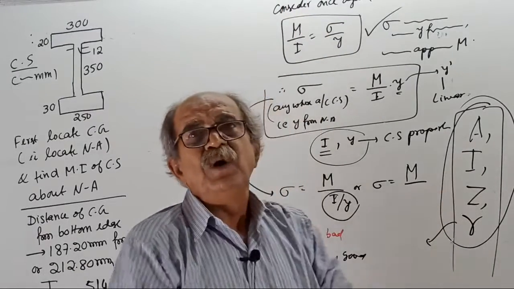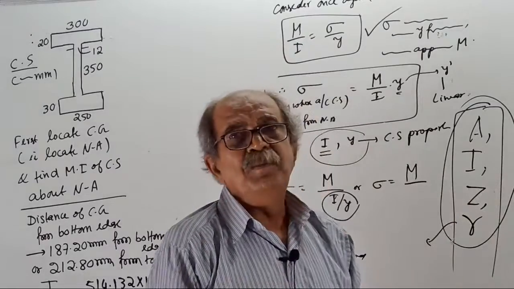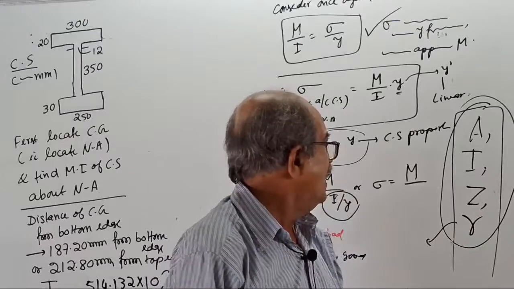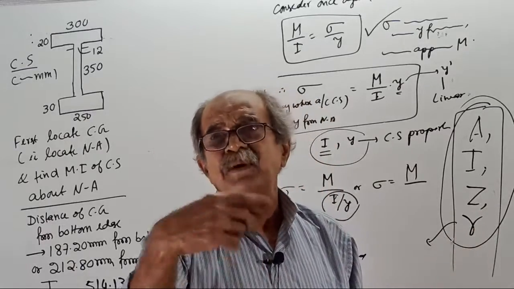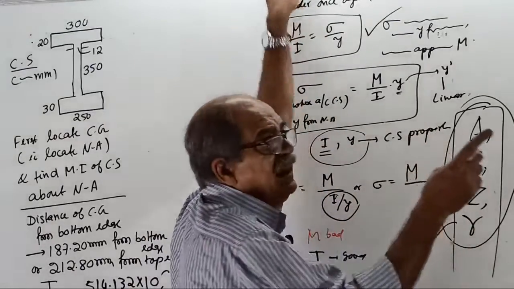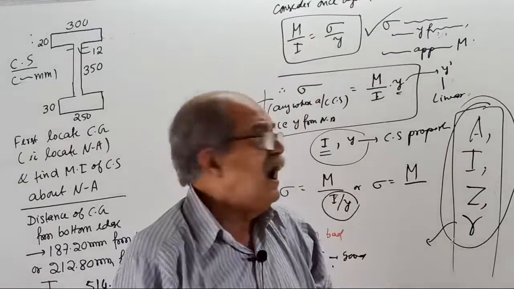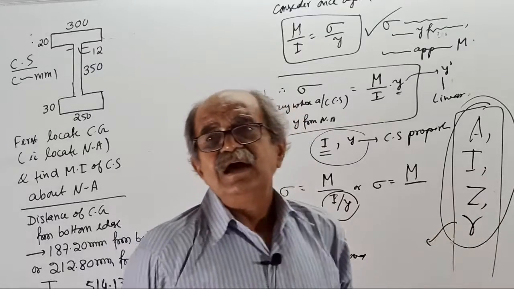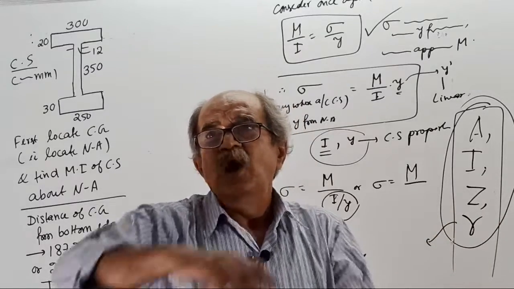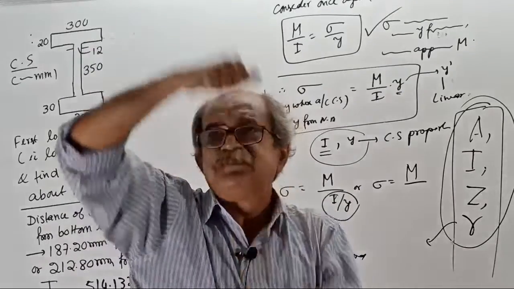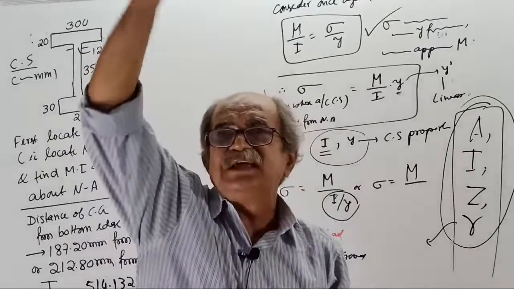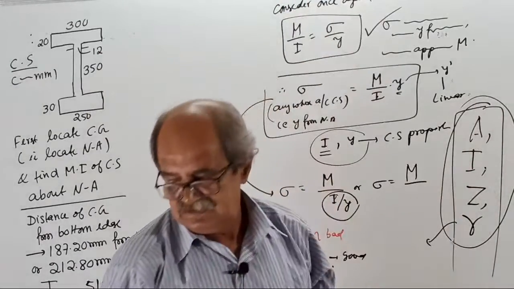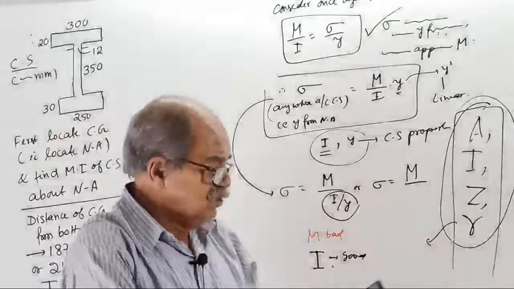Area more means higher cross section. I more means higher moment of inertia. Z more means once again higher moment of inertia. R means again higher moment of inertia. Therefore, sectional properties, area, moment of inertia, section modulus, or later radius of gyration, will tell you how much away it is dispersed. More and more dispersed away means stronger. So these are all good or bad?